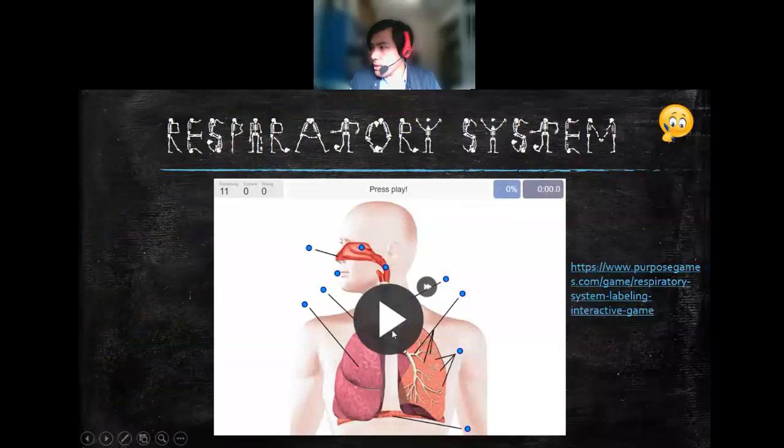Okay. Now there is a game here that you guys can play with, and it's basically just labeling the different parts of the respiratory system. I will tell you that I got a time of 30 seconds on my first try, so see if you guys can beat that.